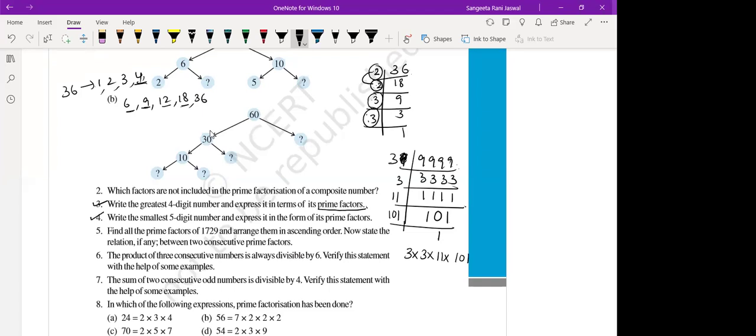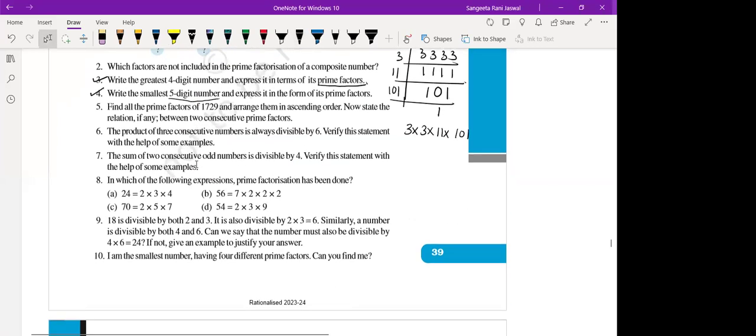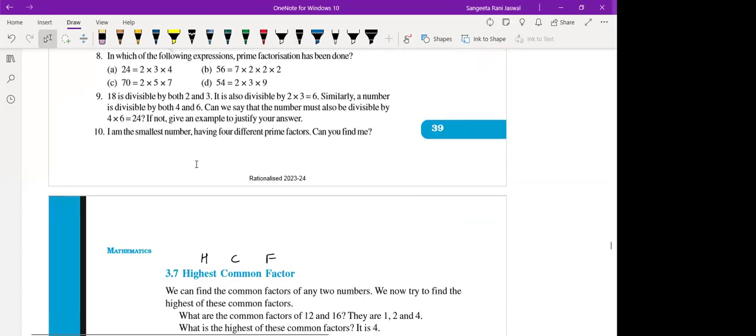Do it yourself. Write the smallest 5-digit number, and write its prime factors. As we did this, the same way, find the prime factors. Does anyone have a doubt here? Please ask.